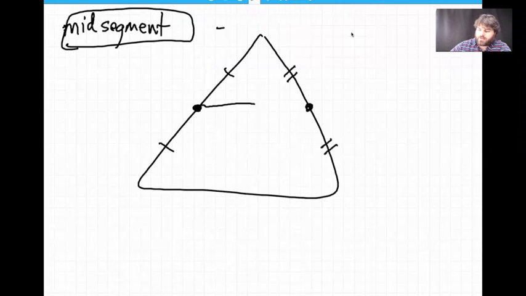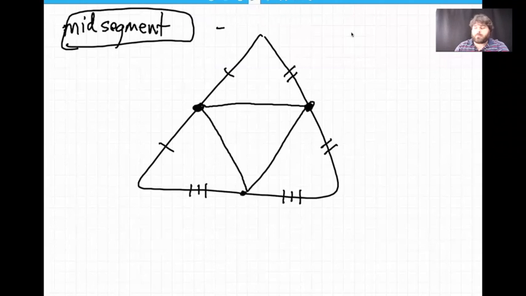So you bisect another side and you connect them. That's called a mid segment. Okay, now if you bisect all three sides and you connect them, then you have your mid segments. These are your 3 mid segments. Now, first thing that you got to know is that this creates parallel sides, not 11 sides.